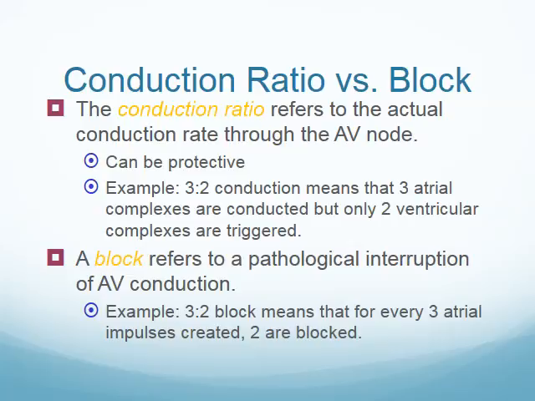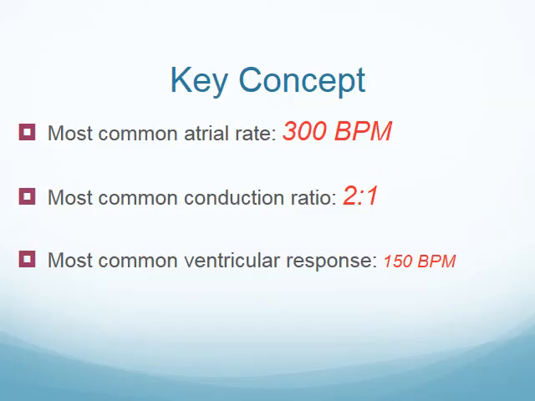Block refers to a pathological interruption of AV conduction. 3-to-2 block means that for every 3 atrial impulses created, 2 are going to be blocked. So the most common atrial rate in atrial flutter is 300 beats a minute. And the most common conduction ratio is going to be 2-to-1. So for every 2 atrial complexes, only 1 is actually reaching the ventricles, meaning that our ventricular rate is going to be 150 beats a minute.